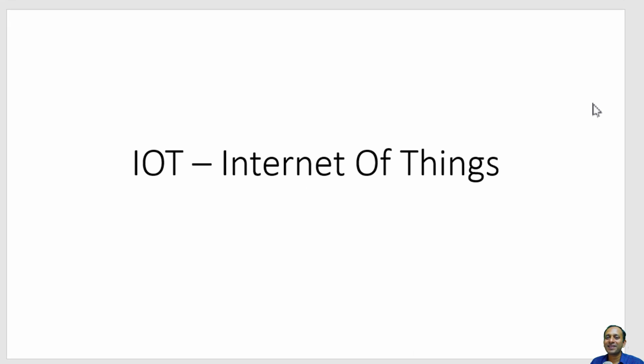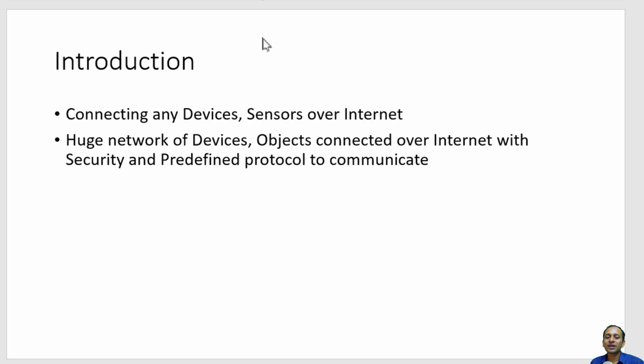Hi, let us have a quick understanding on IoT, Internet of Things. IoT is about connecting any device or sensor over the internet. It's going to create a huge network of devices or objects connected over the internet with well-defined security and predefined protocols to communicate. Once all the devices are brought into a single network with well-defined network or security, I'll be in a position to consolidate, aggregate the data in a centralized location.